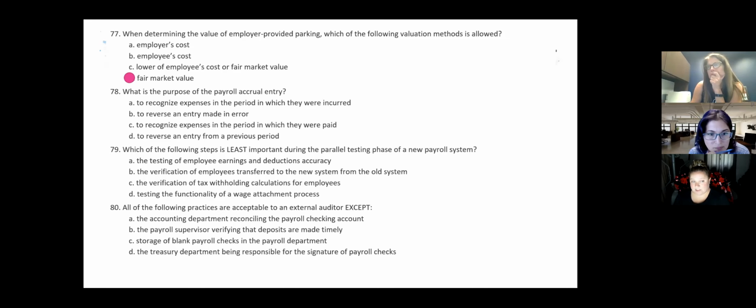What is the purpose of the payroll accrual entry? So that word accrual is the important piece of this question.